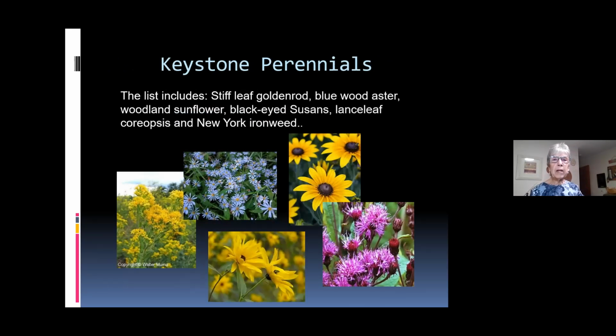So your keystone perennials, they're fairly common. Things like goldenrod, asters, woodland sunflower, black-eyed Susans, etc.